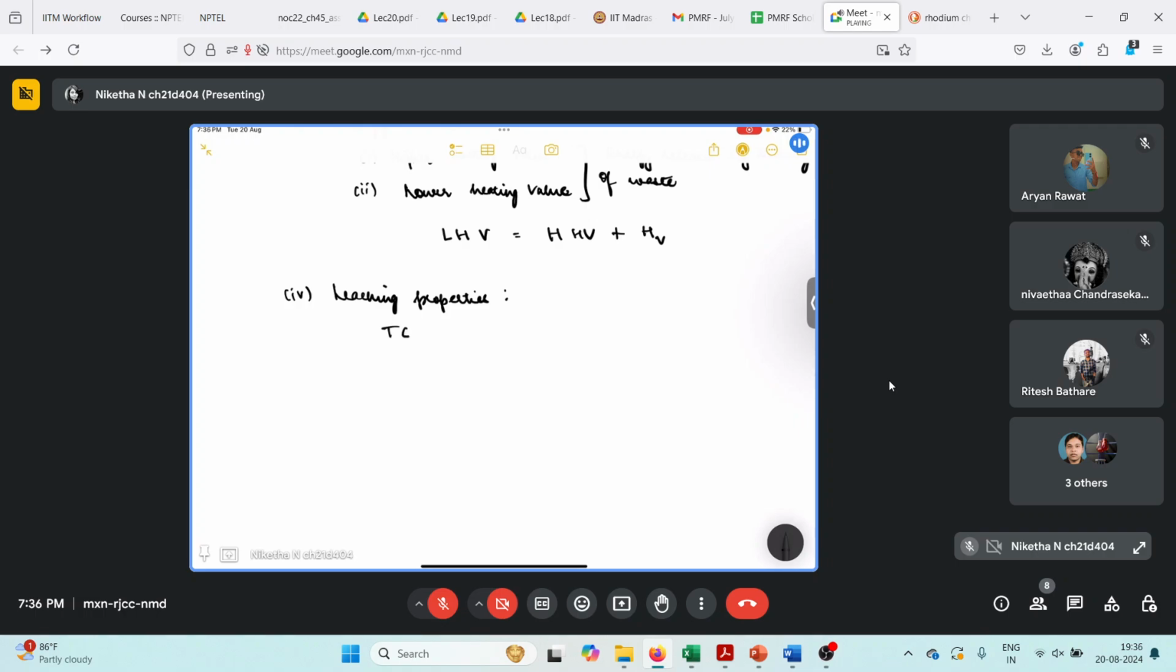So that is done using the TCLP test, or toxicity characteristic leaching procedure. This is done using an extraction vessel.